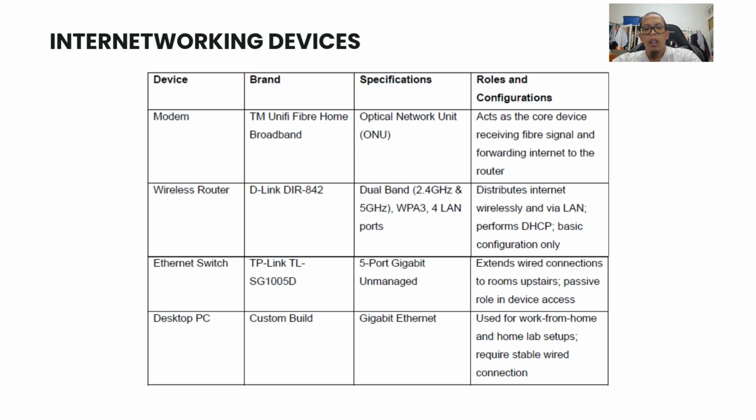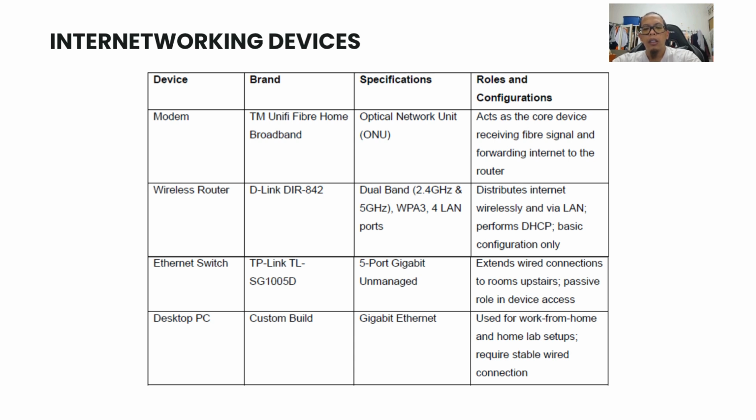Then the Ethernet switch, which is TP-Link TL-SG1005D. Specification is 5-port gigabit unmanaged, and the role is to extend the wired connection to the room upstairs by a passive role in device access.